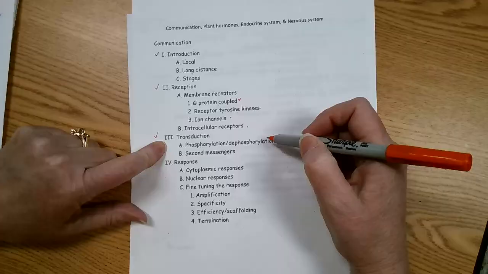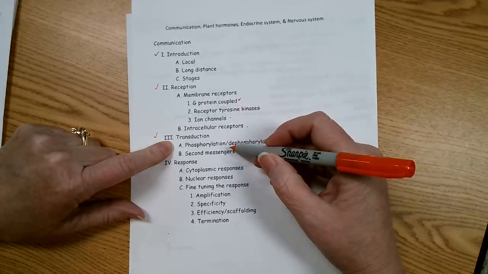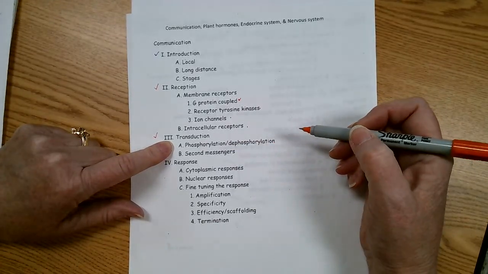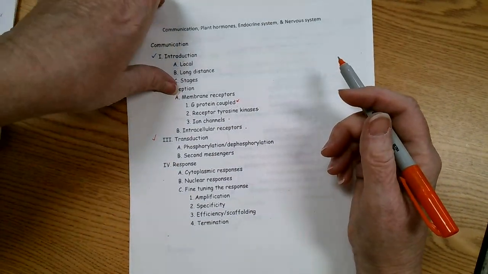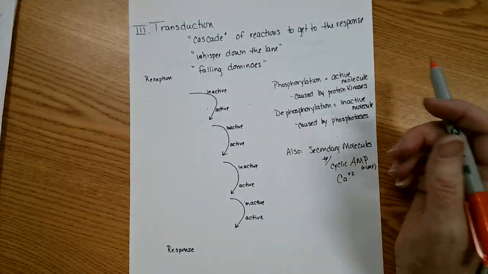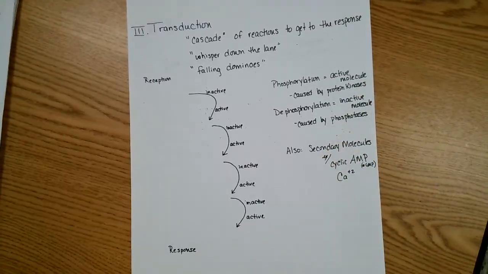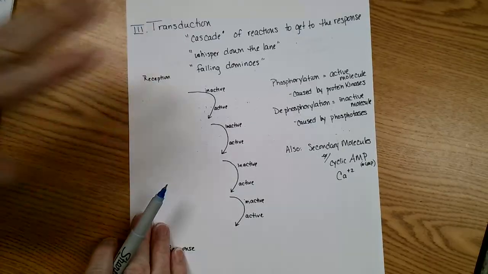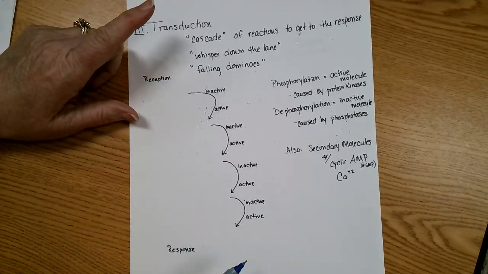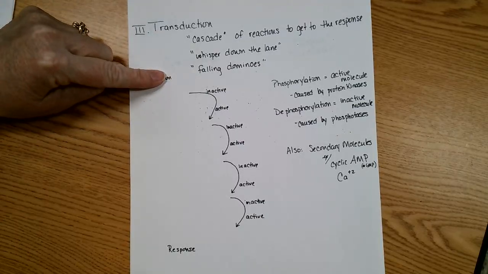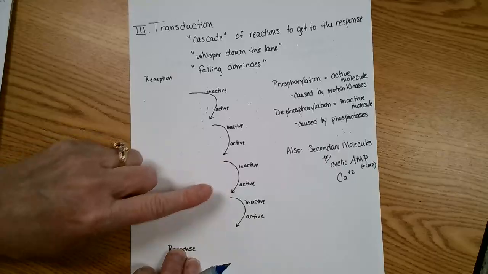Now, if you look at what I have here, I just have two words here, phosphorylation, dephosphorylation, sound like they're opposite, and they are. And then I have secondary messengers. Okay, so what do I have here though? I have a nice little diagram for you. Now I always like to say transduction. Well, a lot of scientists out there call it the cascade of reactions to get eventually to the response. You have a reception that we've already talked about. Now you got to get to the response, but there's a lot of steps in between.